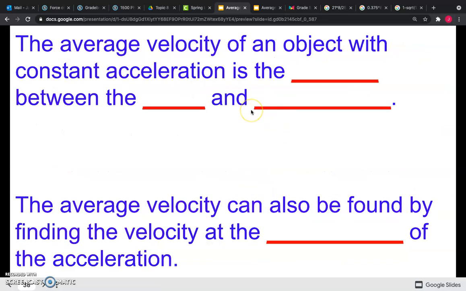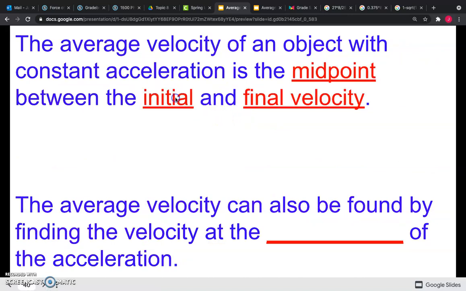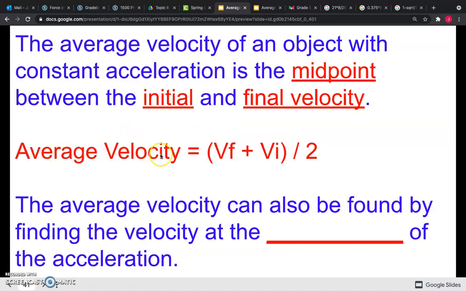The average velocity of an object with constant acceleration is the midpoint between the initial and final velocity. So here's the formula for that. Average velocity equals the final velocity plus the initial velocity divided by 2. So really we're just averaging the final and initial velocity. Well, that should make sense. It's called the average velocity, so it should be the average of the final and initial velocity.